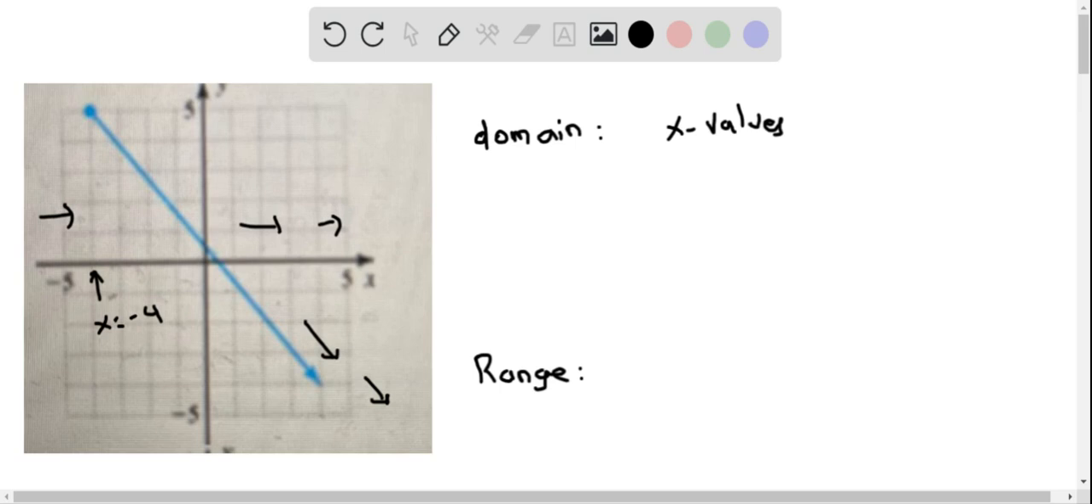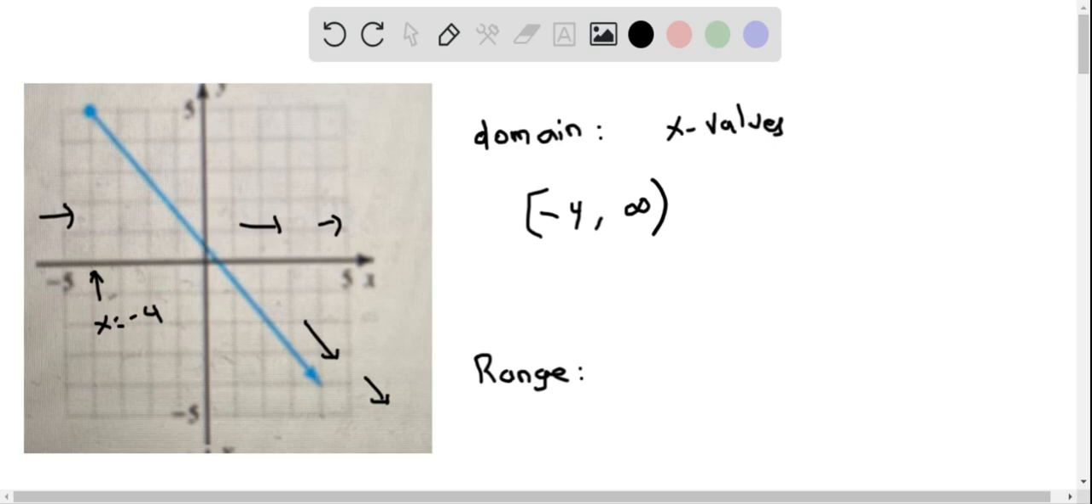So you can see that the domain of the function is x starting from -4. So we put this as [-4, infinity). So this is the domain of the given graph of the function.